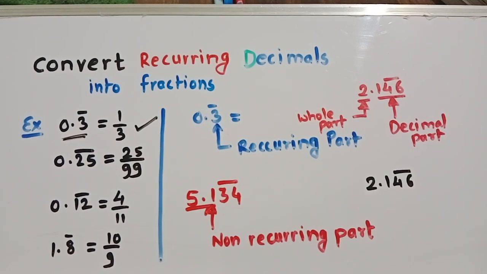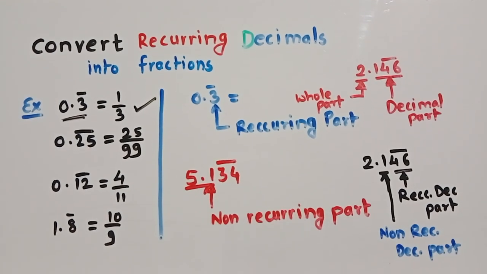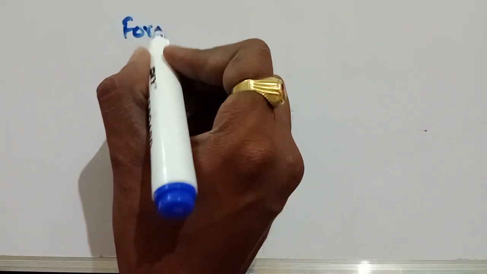In the same example 2.146 bar, 46 bar is called the recurring decimal part, and 1 is called the non-recurring decimal part. Everyone, understanding these four different elements will help you to solve or convert recurring decimals into fractions very quickly. Now, let us discuss its formula.